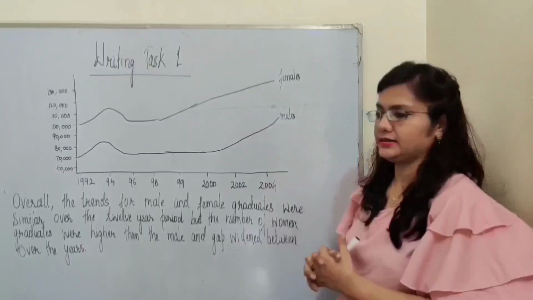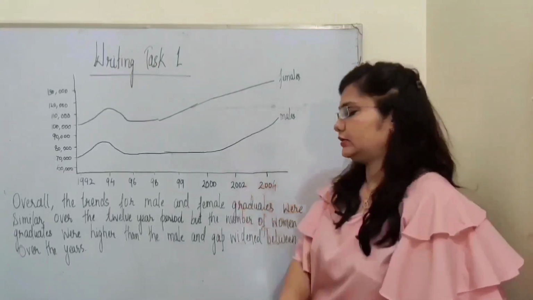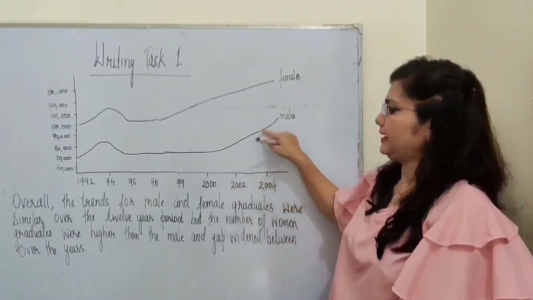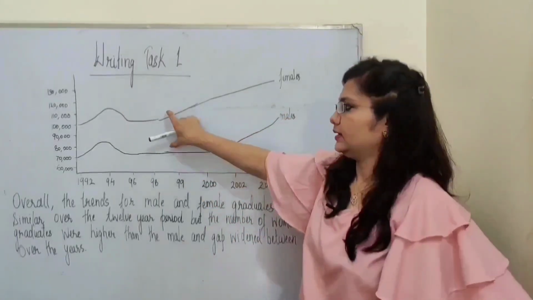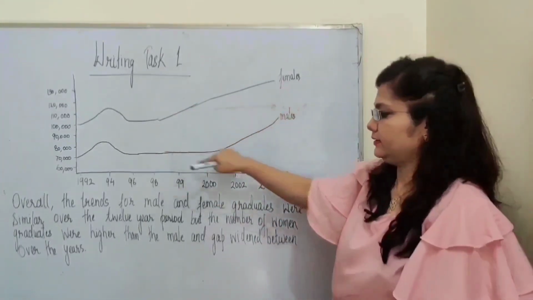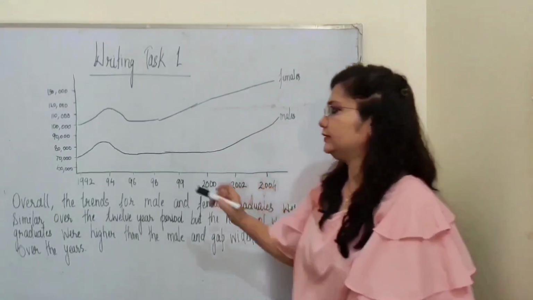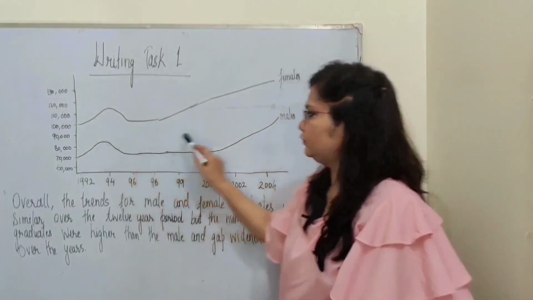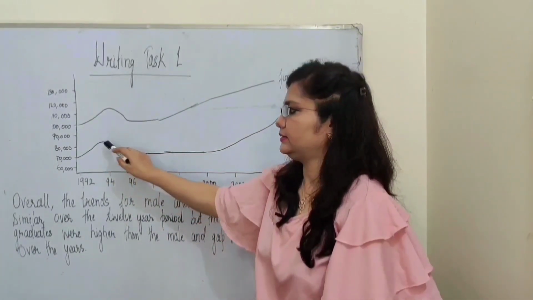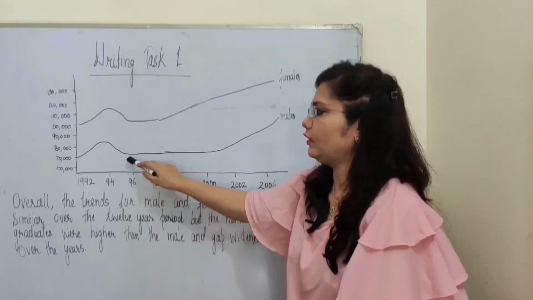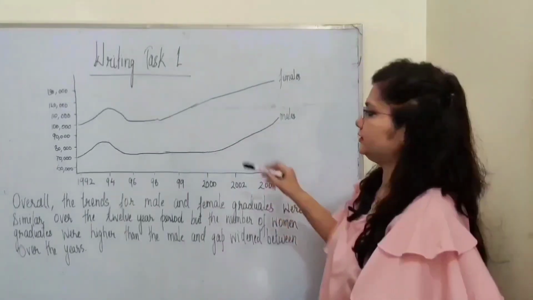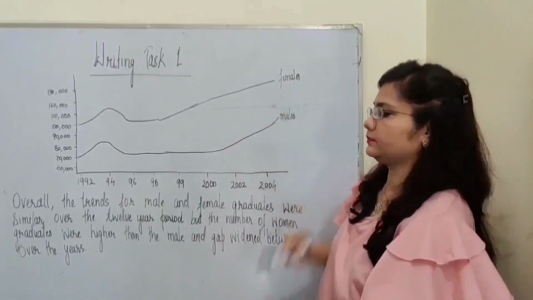This is an overall analysis that I have written for you. You can simply start with overall. Overall, the trends for male and female graduates were similar over the 12-year period. Okay, if you have seen, the trend was almost the same for both, like they increased and then there is a stability and then there is a downfall again. The number remains stagnant for few years and there was a rapid increase.